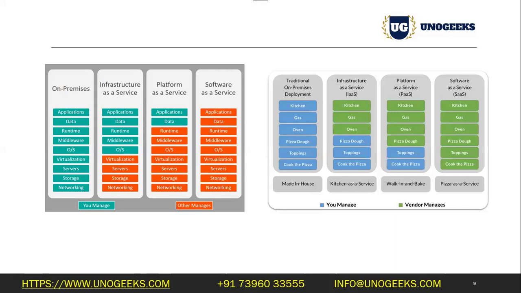Again, some overview about what on-premises is, what infrastructure as a service is, what platform as a service is, and what software as a service is. If you consider on-premises, the application, data, runtime, middleware, OS, virtualization, servers, storage, and networking, everything we need to manage. So that is the on-premises model.